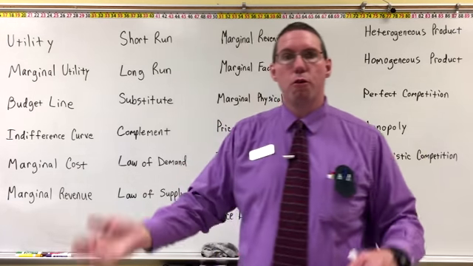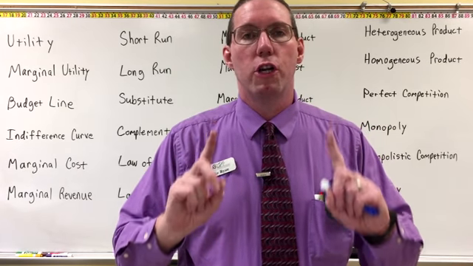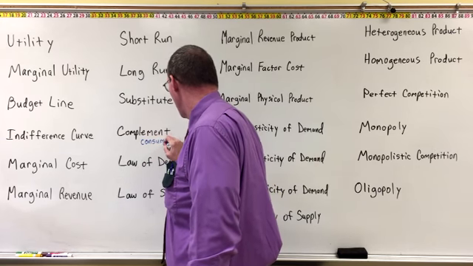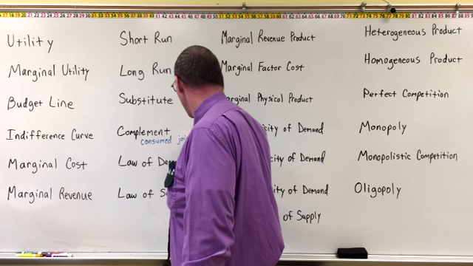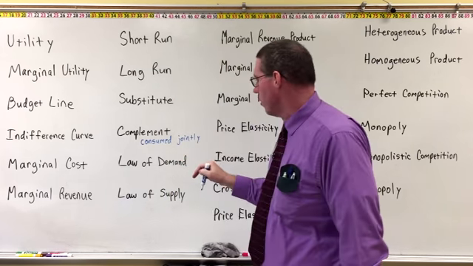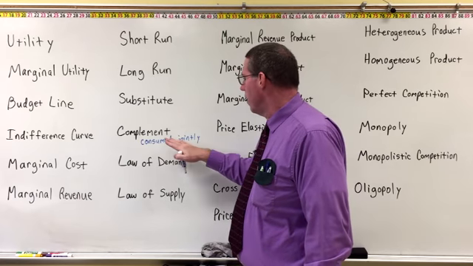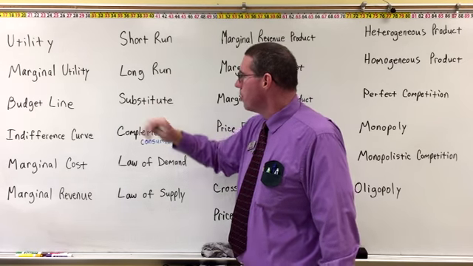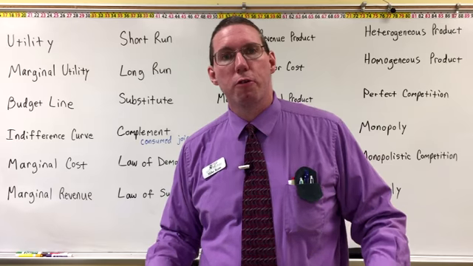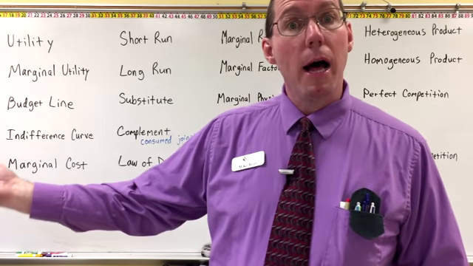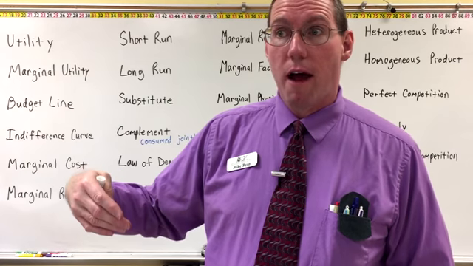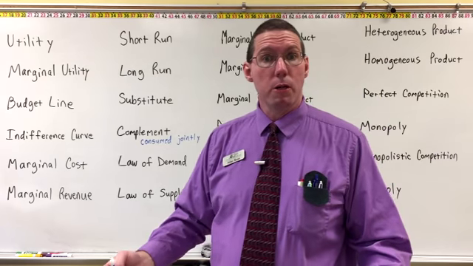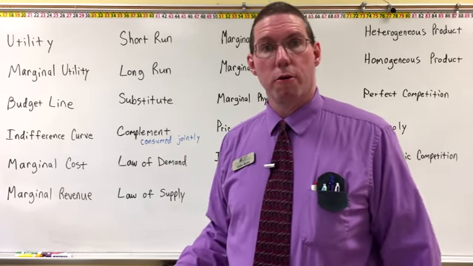Complement means that these two products go together. They are consumed jointly. When two products are consumed jointly, they go together like peanut butter and jelly. They are complements. But substitutes are the opposite. A substitute for a car is the city bus. You could ride the bus instead of driving a car to work, and therefore a bus is a substitute for a car. Similarly, a motorcycle is a substitute for a car.